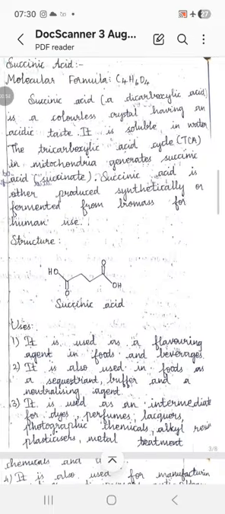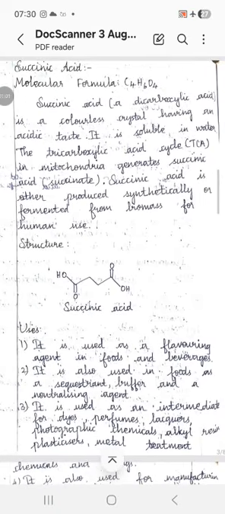The tricarboxylic acid cycle, TCA, in mitochondria generates succinic acid in the form of succinate. Succinic acid is either produced synthetically or by fermentation from biomass for human use.